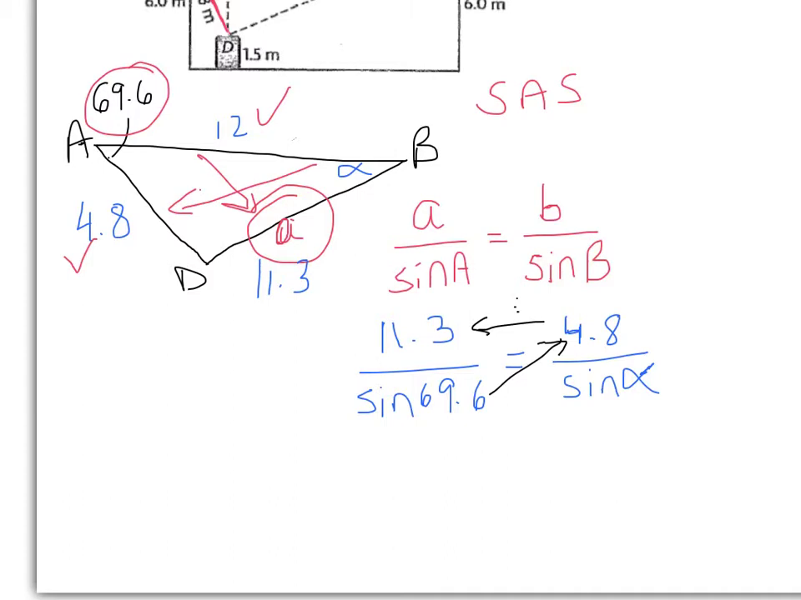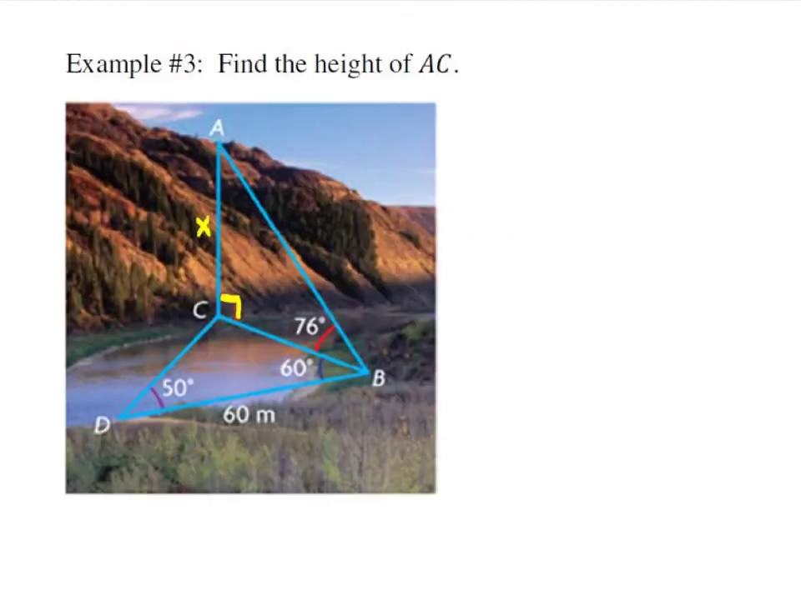Okay, so then we get that sine. Pause the video and try and cross multiply and see if you get the same answer I do. I got sine alpha equals 0.398, and alpha is going to be equal to 23.5 degrees. Okay, here's another type of problem.